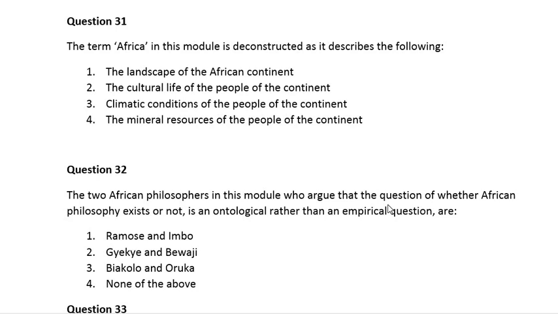Question 31. The term Africa in this module is deconstructed as it describes the following. Number 1, the landscape of the African continent. Number 2, the cultural life of the people of the continent. Number 3, climatic conditions of the people of the continent. Number 4, the mineral resources of the people of the continent. So guys, here the correct answer is number 3, which is climatic conditions of the people of the continent.